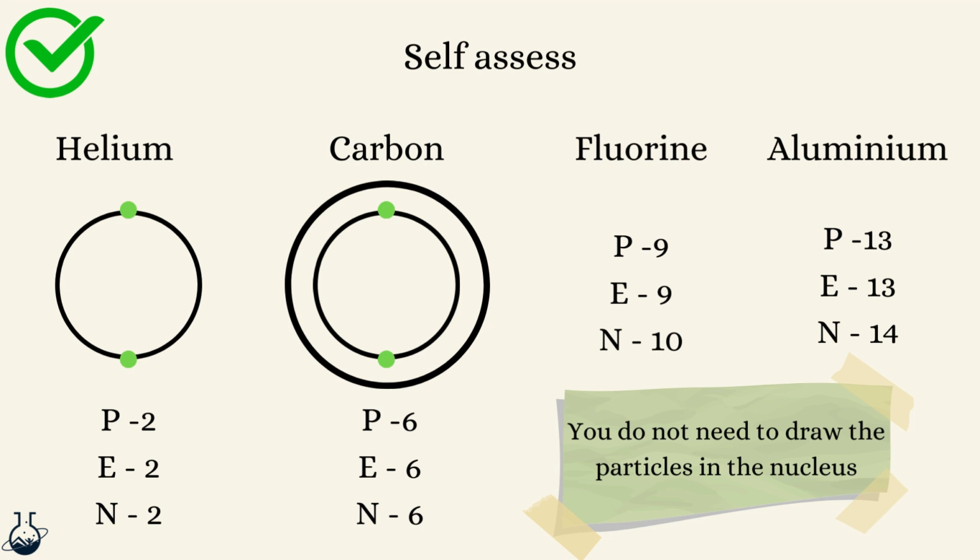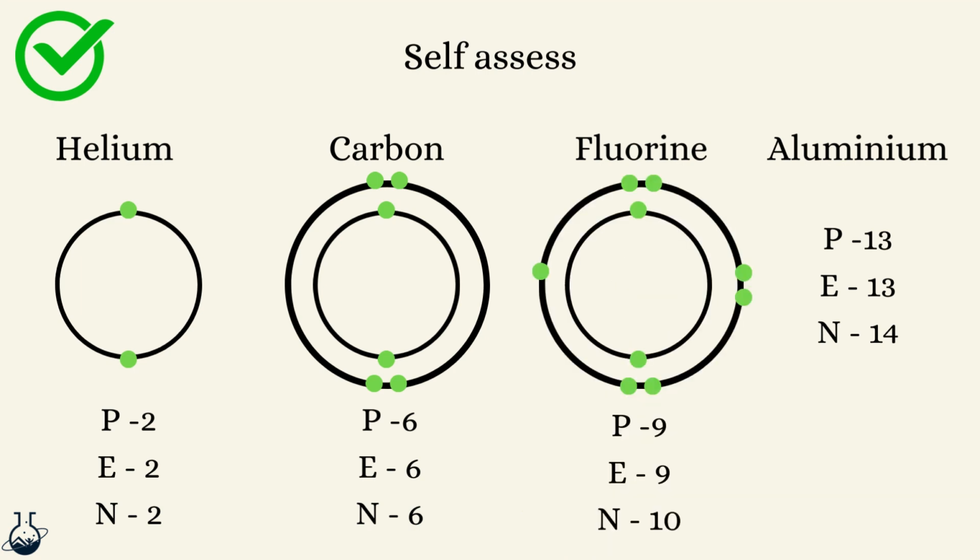Moving on to carbon, we've been told it has 6 electrons. Working from the inside out, we put 2 of these 6 on the inside shell and the remaining 4 on the outside. It doesn't matter where you draw your electrons on each shell, just as long as you have the correct number. Although pairing them up like this does make it easier to see and count them.